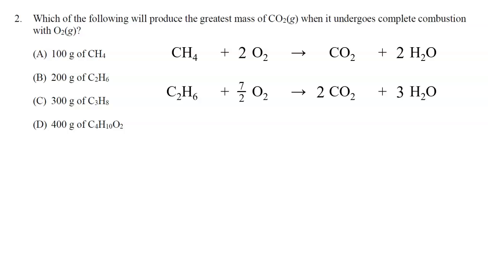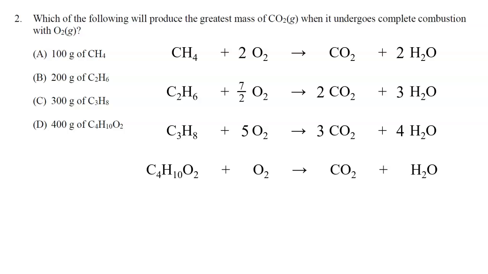Moving on to choice C, the compound is C3H8. So I will first balance the carbon atoms by putting a 3 in front of the CO2. I will balance the hydrogen atoms by putting a 4 in front of the H2O. And now I see a total of 10 oxygen atoms on the right, so I will put a 5 in front of the O2. And then the last compound in choice D is C4H10O2. So I'll balance the carbon atoms by putting a 4 in front of the CO2.